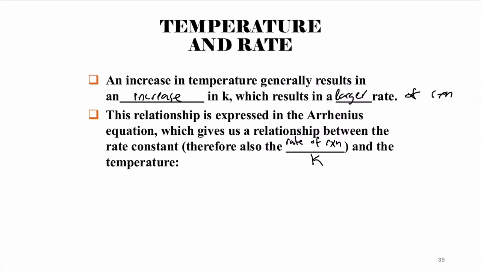And what this looks like is we have lowercase k as a function of temperature. So that's what it means when we have parentheses in T. This is as a function of temperature is equal to some constant A times an exponential factor, e to the minus EA over RT.